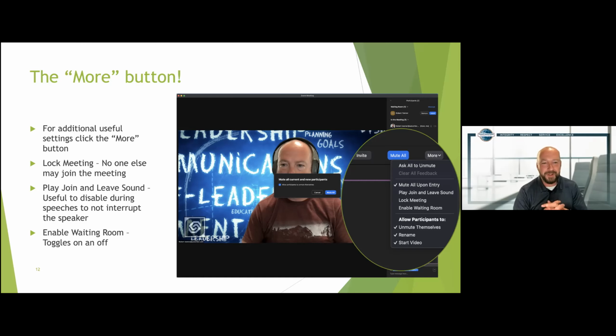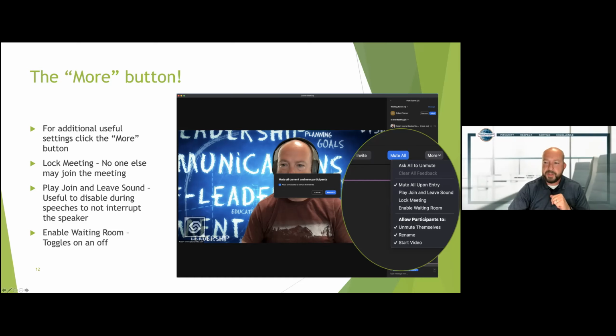The play join and leave sound button. If you have a large group, like the conference and the speech contest, you definitely want to uncheck the play join and leave sound button. This is the doorbell to the meeting. So with this checked, you're going to hear all the dings and ding dongs as people come and go. So it's really important to have that unchecked so it doesn't disturb the speaker.